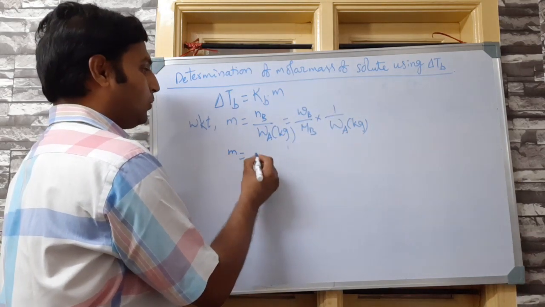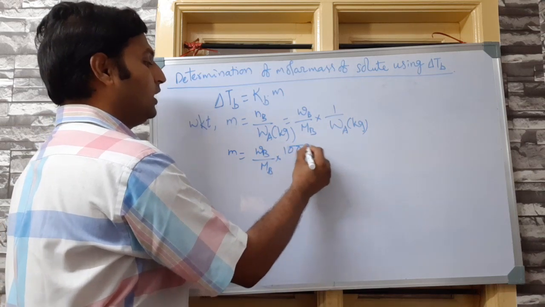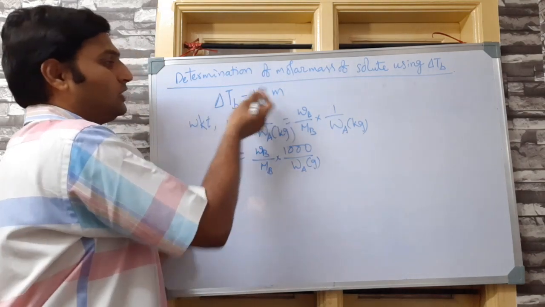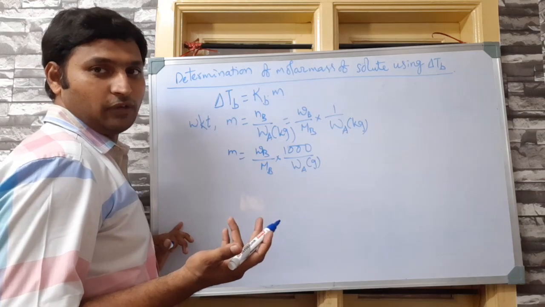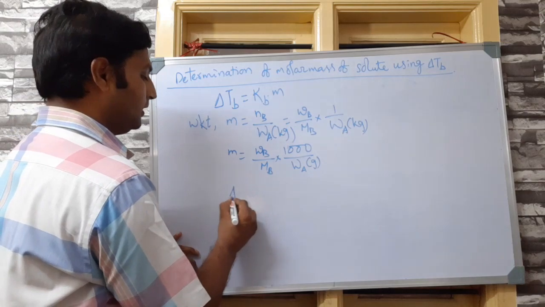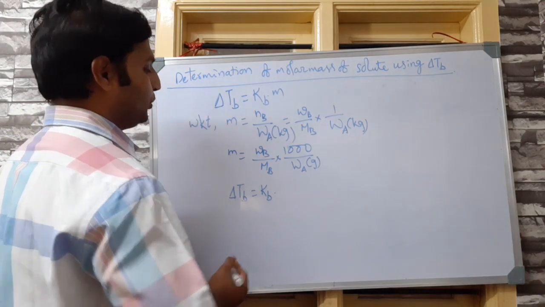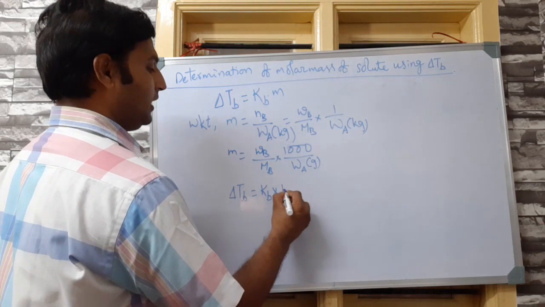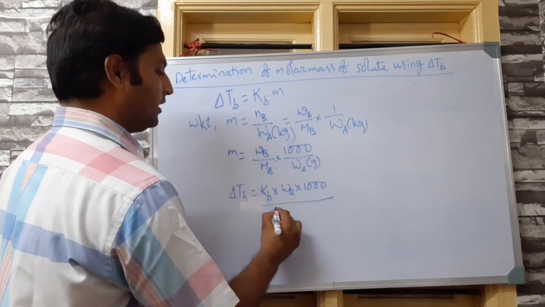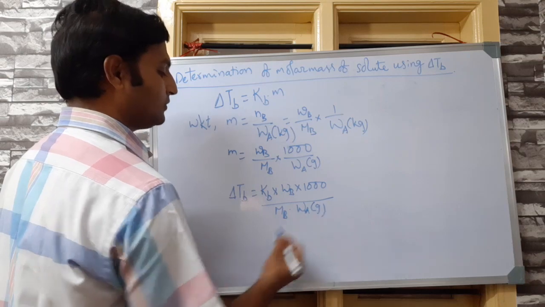So molality is equal to weight of solute by molar mass of solute into 1000 by weight of solvent in grams. Substitute that expression here and get the expression for molar mass of solute. That's that easy. So delta Tb is equal to Kb into weight of solute into 1000 divided by molar mass of solute into weight of solvent in grams.